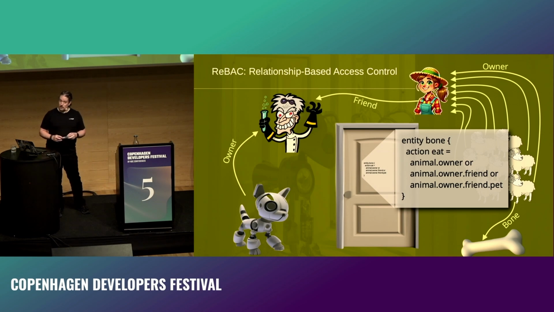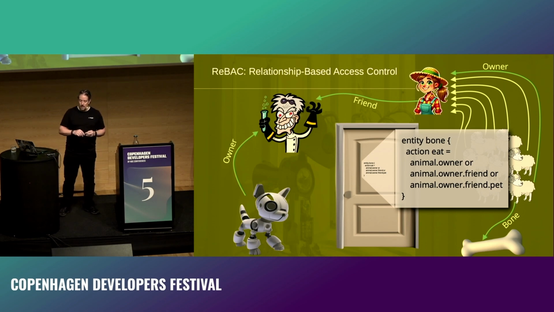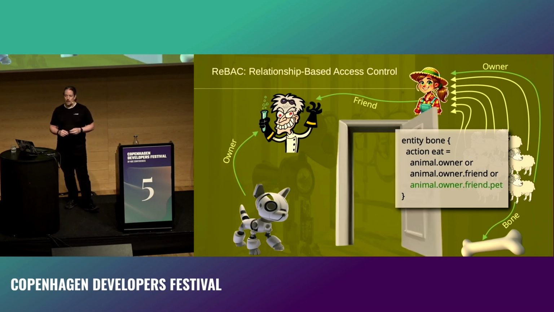The animal's owner's friend can eat the bone, or the animal's owner's friend's pet can eat the bone. And at the moment, we can see that everything aligns here with the friendship exists. The sheep belongs to the farmer, the bone belongs to the sheep in question, and the dog is owned by the mad scientist. Therefore, that third line there is valid, and the door opens. And the dog gets the bone.